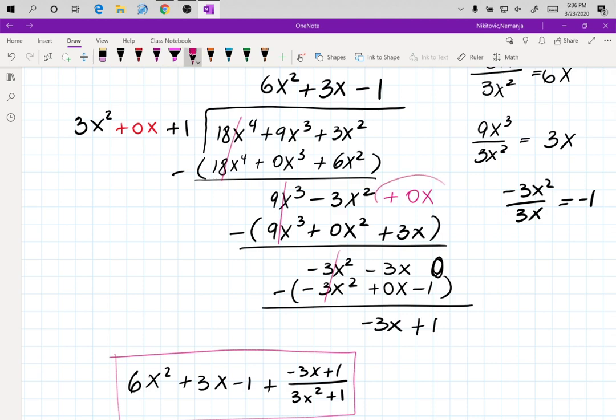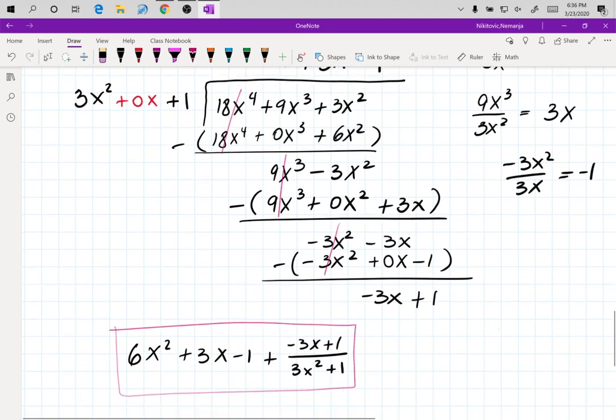So there was a 0x here. When you subtract 3x from 0, 0 minus 3 is negative 3. And then later on you will be adding a 0 to it, so it remains negative 3x. So I hope this is okay. Please rewatch the video if it doesn't make sense.